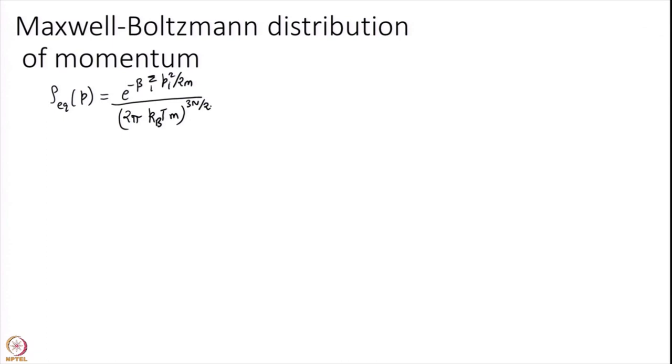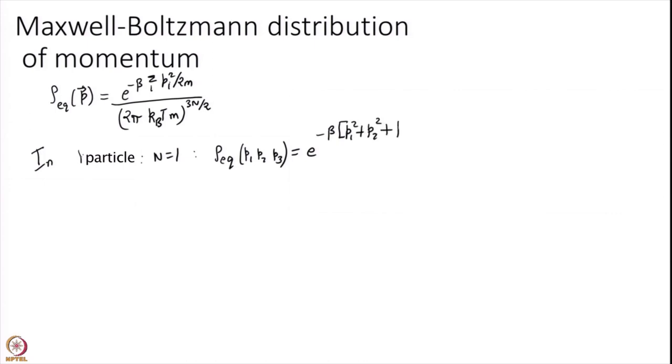So, let us just look at it in one dimension only. So, for this I get rho equilibrium. For n equal to 1, I still have 3 momentums Px, Py, Pz, and in our notation we refer to P1 as Px, P2 as Py and P3 as Pz. And here I will substitute n equal to 1, so I get this. So that is your distribution of momentum in one dimension. Okay.